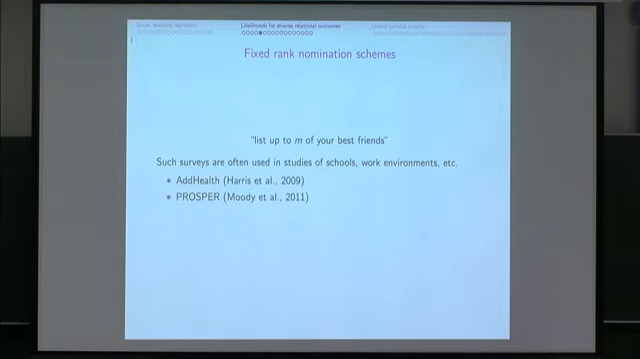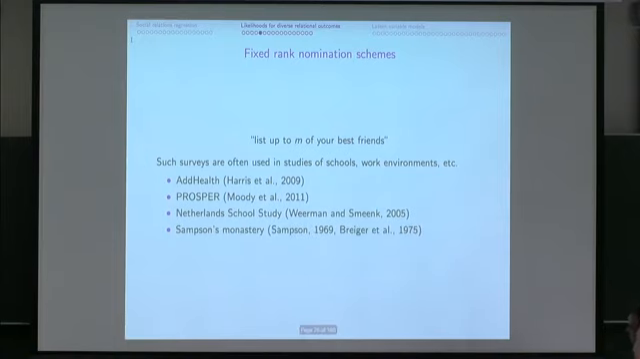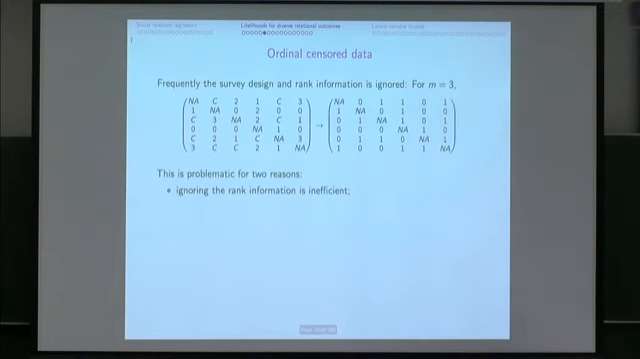So there's other studies that use this scheme, Prosperous study, Netherlands school study, many others. The classic Samson's Monastery study uses a scheme like this. Okay. So here's the kind of data we have, and here's what would happen if you just sort of dichotomized it, right?